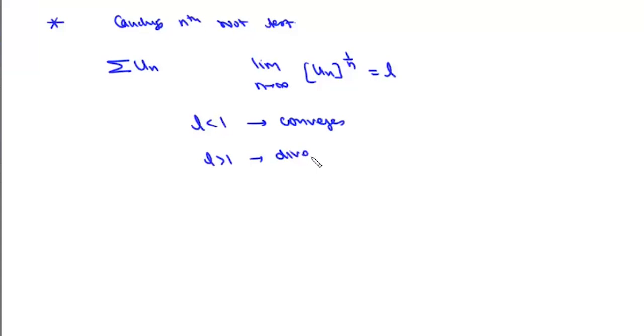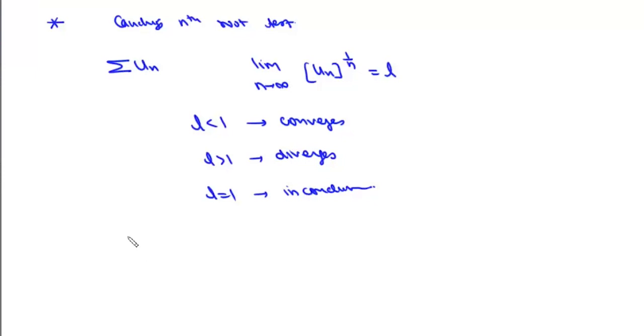Then we'll find this limit n tends to infinite un to the power 1 by n, and suppose this limit is L. Now if L is less than 1, then this series converges, and if L is greater than 1, then this series diverges. And if L is equal to 1, then in that case, this test is inconclusive. Now generally we use this nth root test if the power to this entire expression is some function of n.